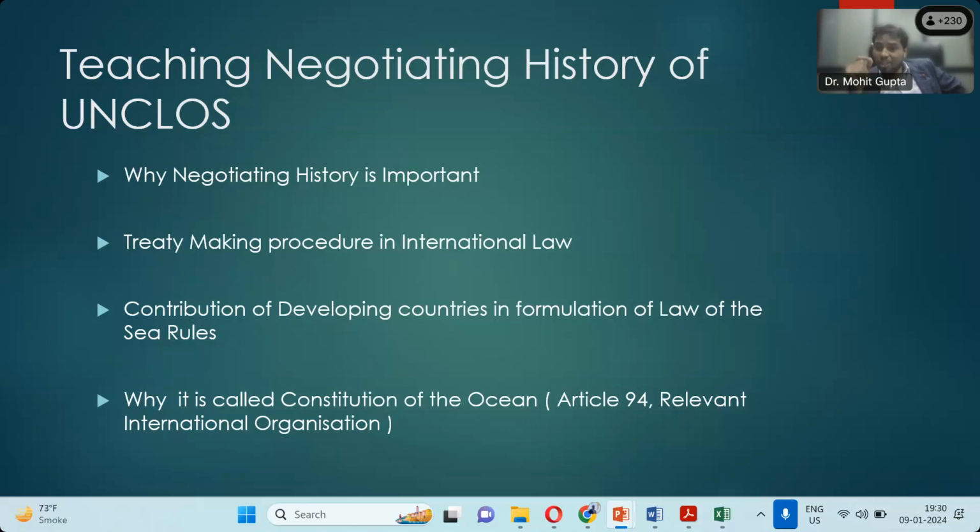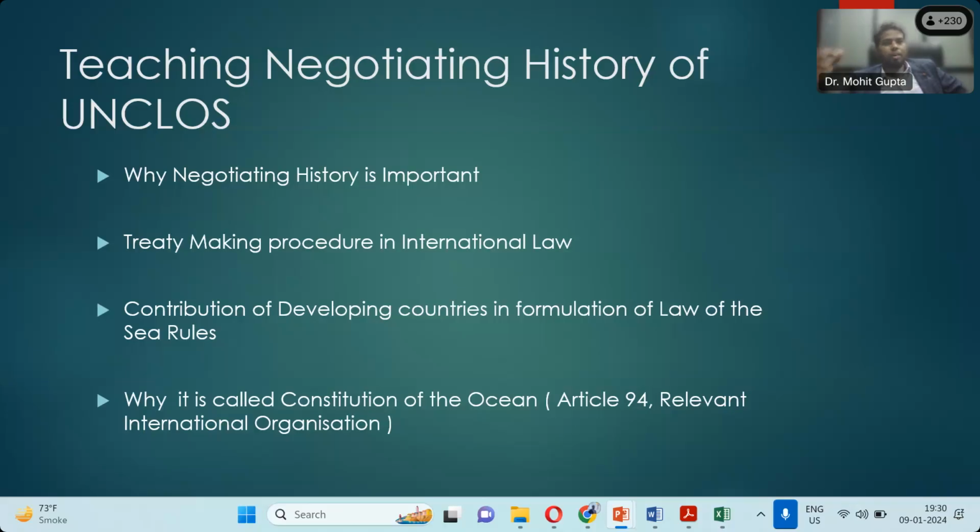The reason is that during the negotiating history, the draft of the convention was prepared through the consensus method. This is one of the techniques of preparing the draft of a treaty. There are two methods for how a draft of a treaty is prepared. The first method could be that we prepare a draft by voting. Another method could be that we prepare a draft of a treaty through consensus.